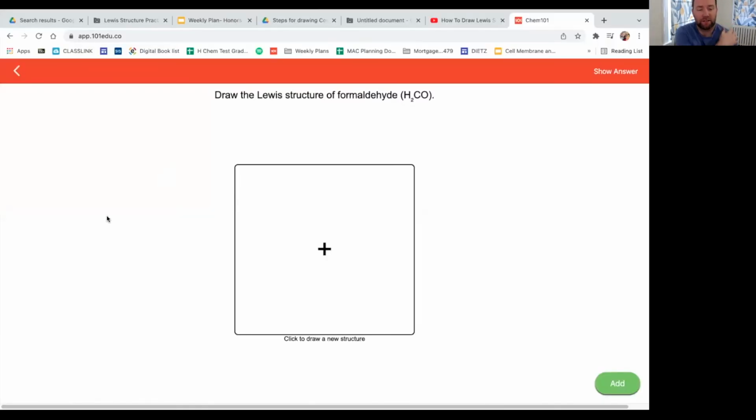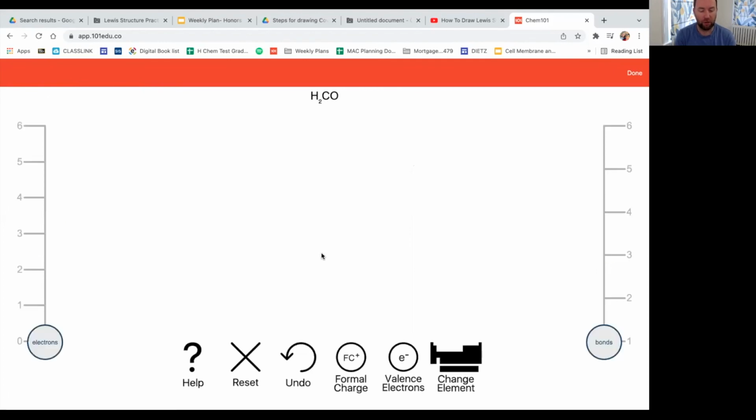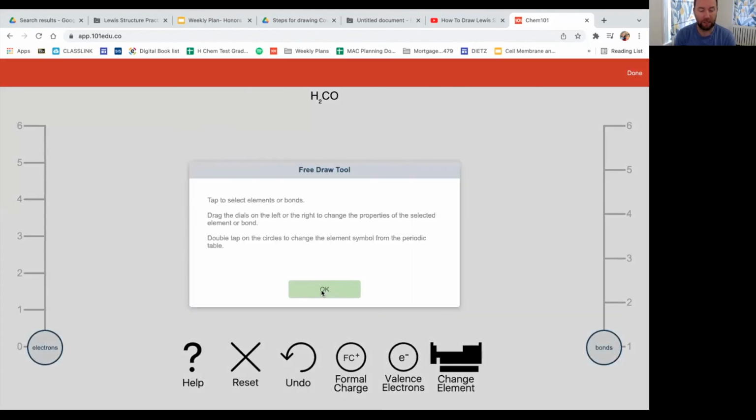Okay, so this asks us to draw the Lewis structure for what's called formaldehyde, which I wouldn't expect you to know its name, but that's the molecule that we just did the Lewis structure for, the H2CO. They have H2CO. You could do CH2O. Doesn't really matter. Same structure that we just drew. So how do we do this? Well, first of all, we need to build the molecule, right? We need to build the molecule.